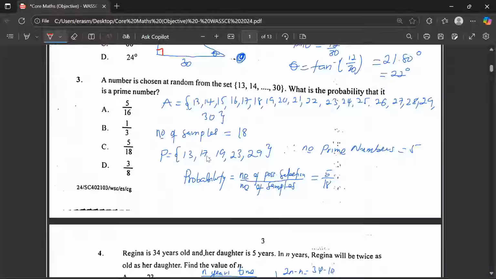And then we find a set of prime numbers from this set. And so we have P to be 13, 17, 19, 23, and 29 as prime numbers. So the number of prime numbers in this set is 5. Now, probability equals number of possible selection over number of samples. And so we have number of prime numbers to be 5 and number of samples to be 18. So 5 on 18. And option C is the correct answer.